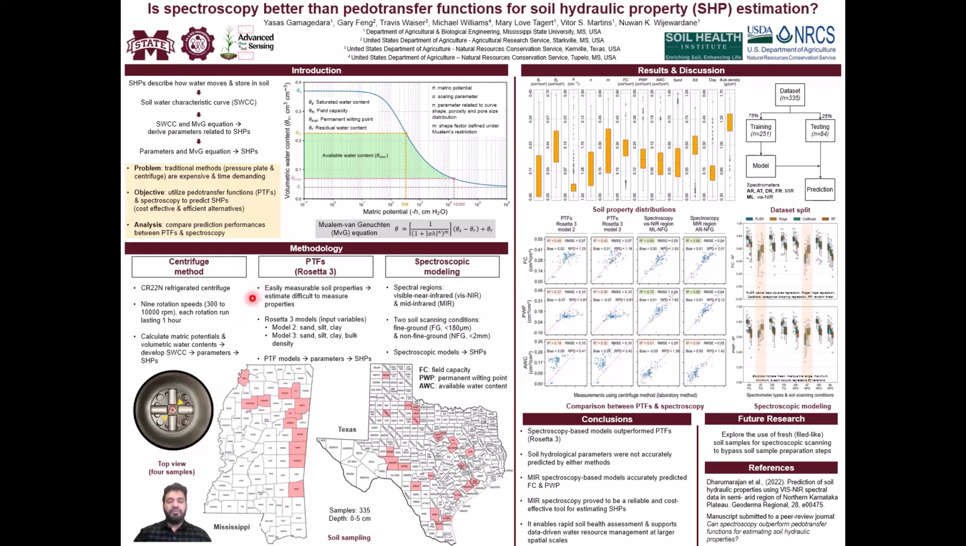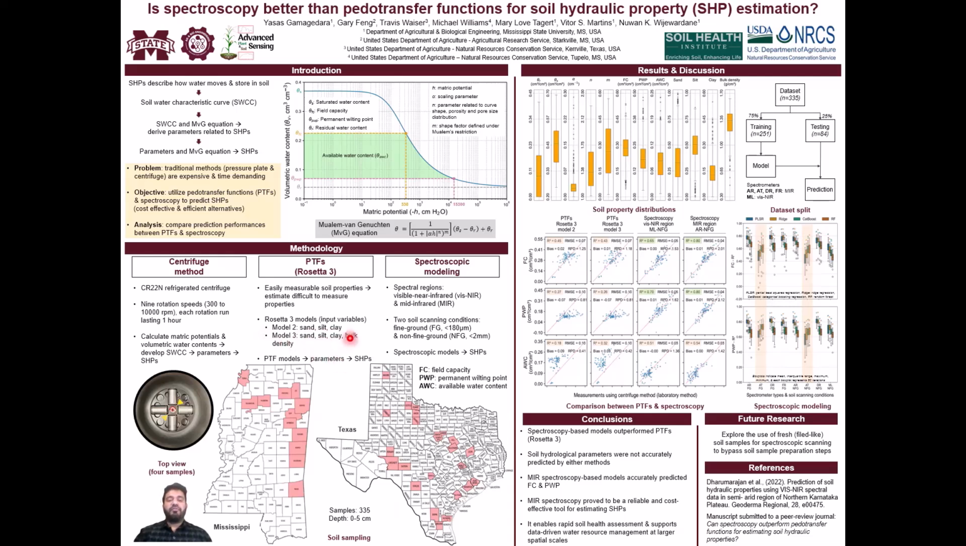In the second step, we use Pedotransfer functions. A Pedotransfer function is a model that uses easily measurable soil properties to predict soil hydraulic properties. As the Pedotransfer function, we use Rosetta 3, and 2 different models were used under Rosetta 3. In model 2, input variables were sand, silt, and clay. In model 3, input variables were sand, silt, clay, and bulk density. The main drawback in this technique is that we need to put effort and money into deriving these input variables.